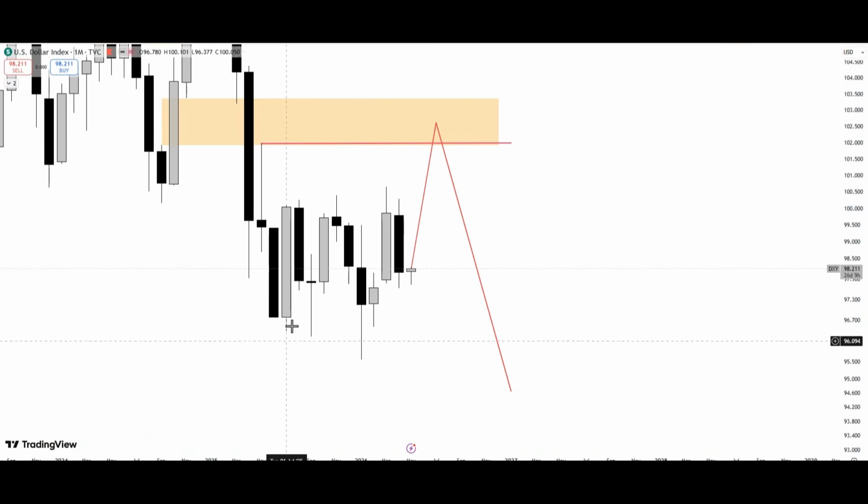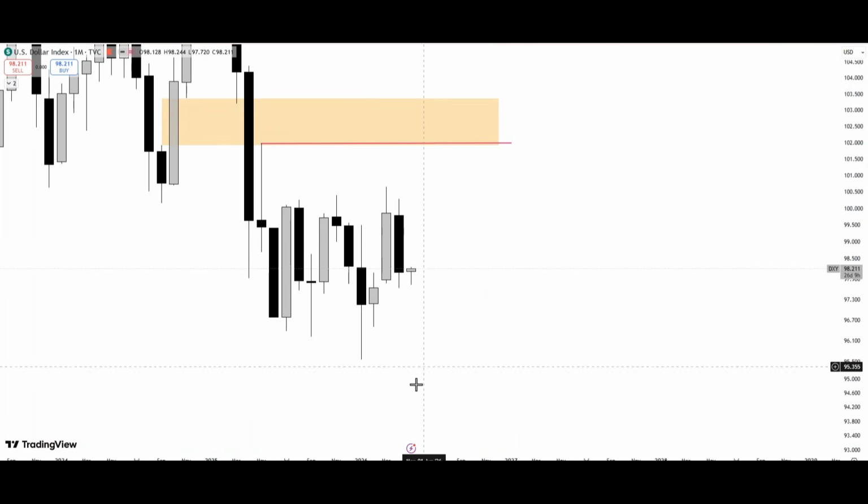So let's see what exactly price did last month. You can clearly see the last month of April. You can see we have this volume imbalance here, which price tagged on the monthly time frame. So that's good. Price tagged that volume imbalance. This volume imbalance should act as support and be used to push price higher.